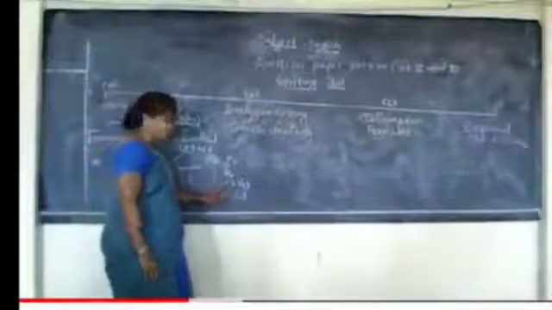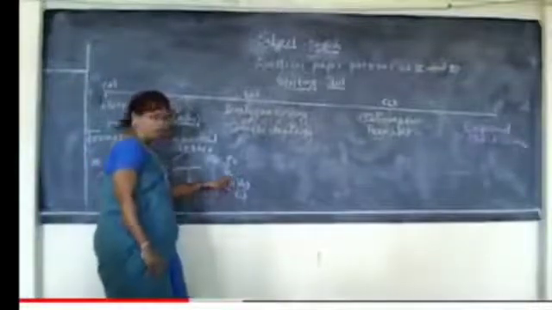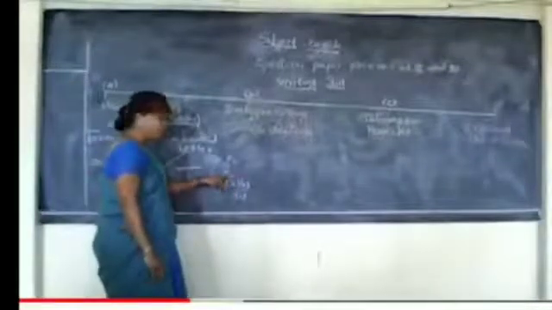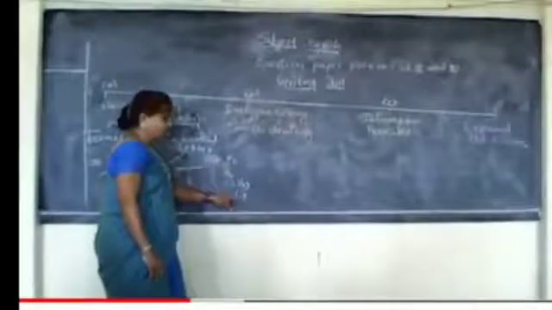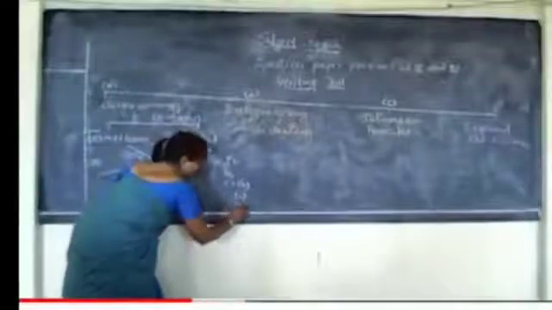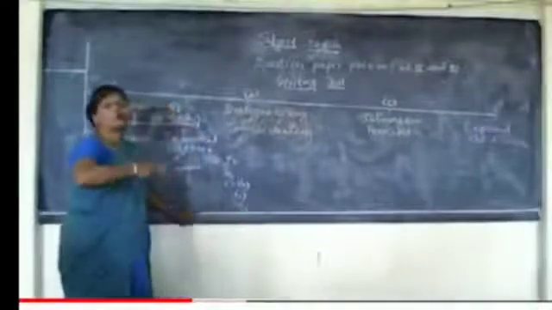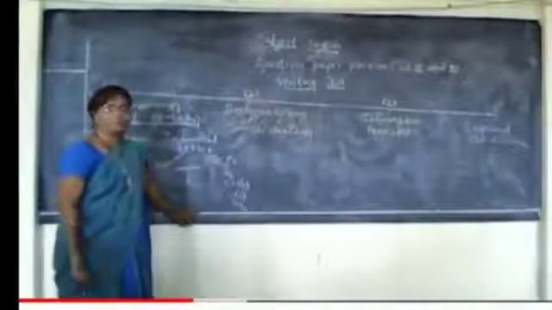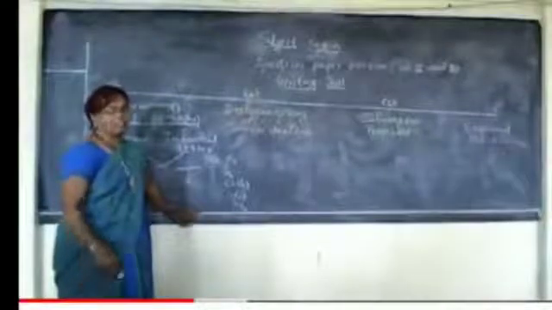Here also again same 2.5, half, that is 3. Then this half, 3.5. Then 1 again, that is 4.5. And the last half mark you are getting for closure of the letter, proper closure of the letter.